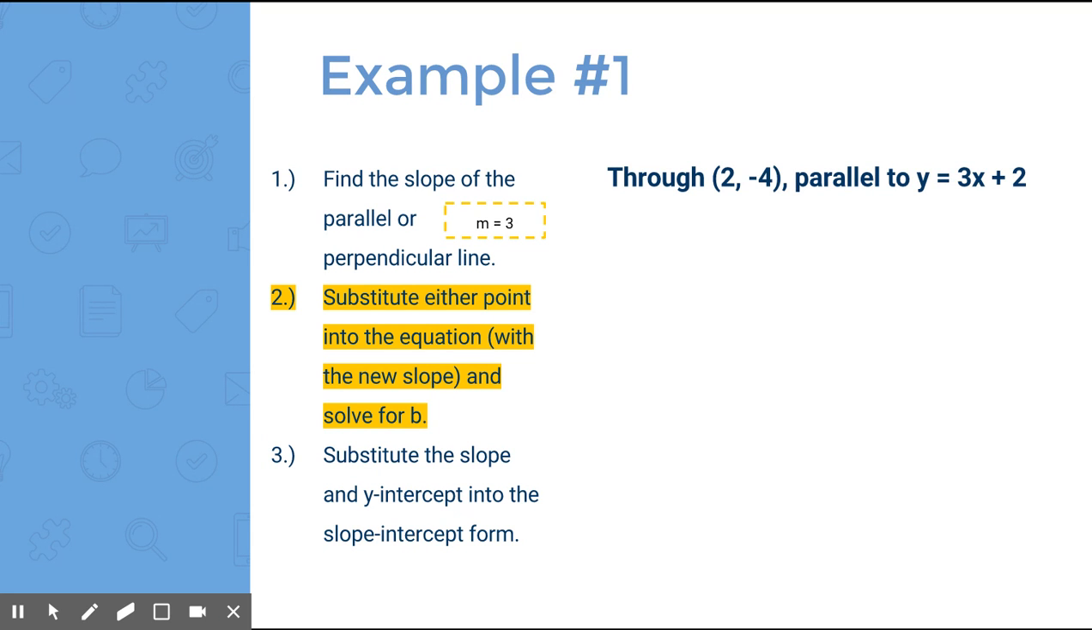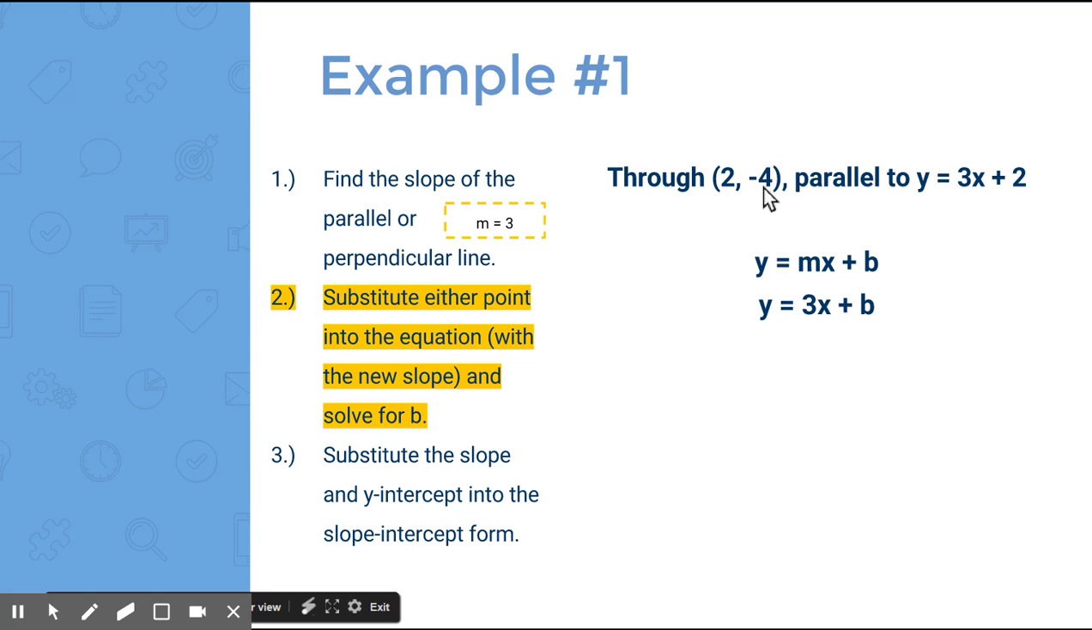Now this is where it's going to look very familiar to you from what we've been doing. We've got our slope-intercept form, and we just found out that the new slope is going to be 3, which is still the same slope. So we're just going to put 3 into the place of the slope. But now we have to find out what's the y-intercept because it's not going to be the same as it was before, or they'd be the exact same line.